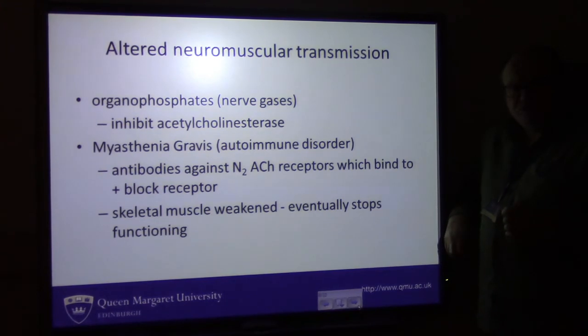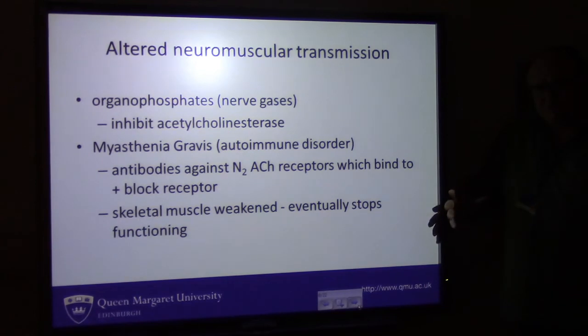There is also an autoimmune disorder known as myasthenia gravis. You're probably familiar with autoimmune disorders. Autoimmune disorders are where the body mounts an immune attack on a part of it that's meant to be there, but for some reason is recognised as being foreign.